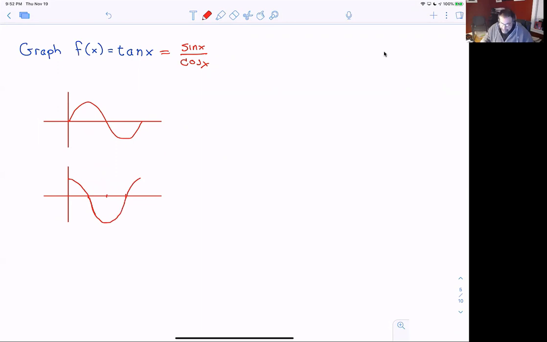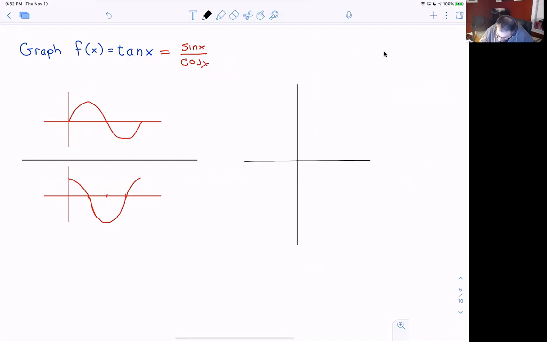So what does the graph of tangent x look like? Well, again, it's literally taking the sine graph and dividing it by the cosine graph. And that's exactly what we're going to do. We're going to try to graph the tangent by making use of that idea. So when I want to graph tangent x, the first thing I think about is what does sine x look like? What does cosine x look like? And I do the following.